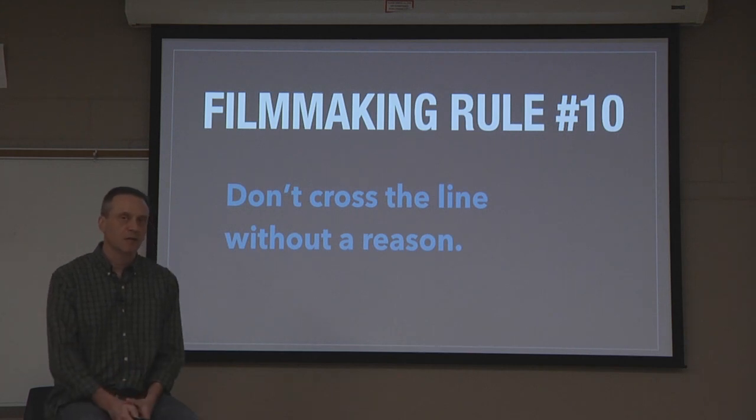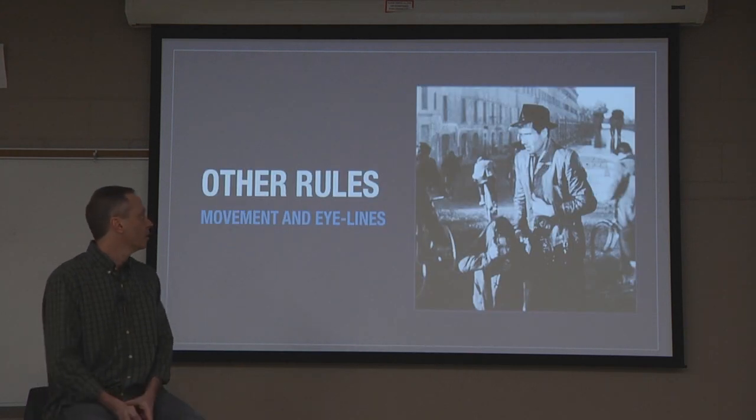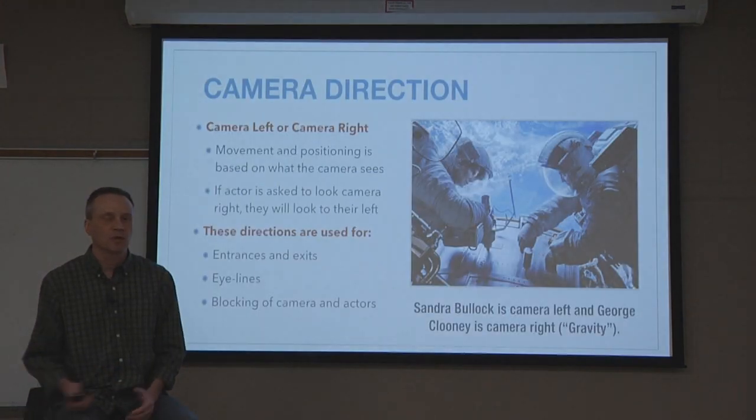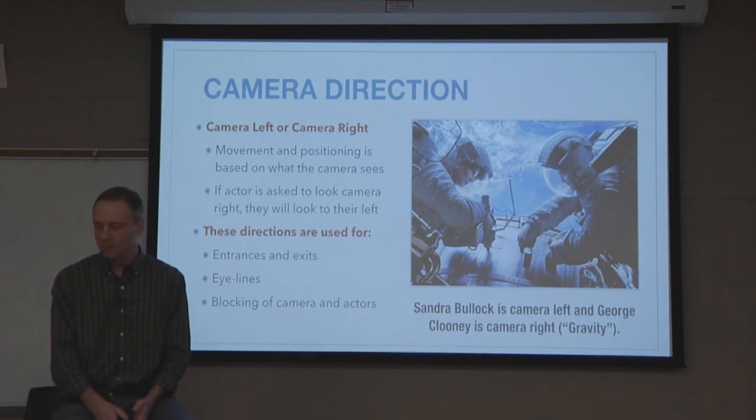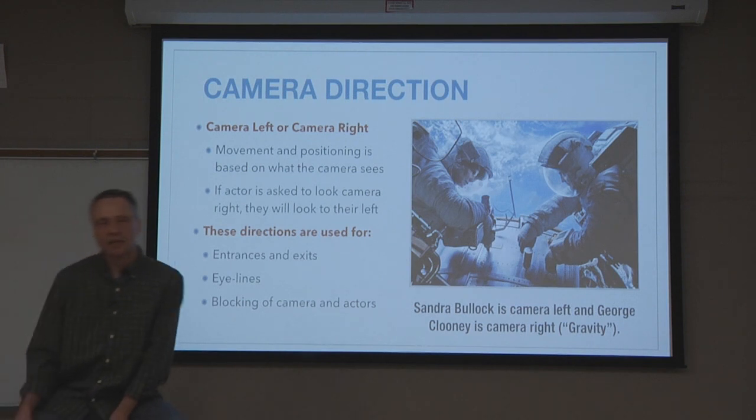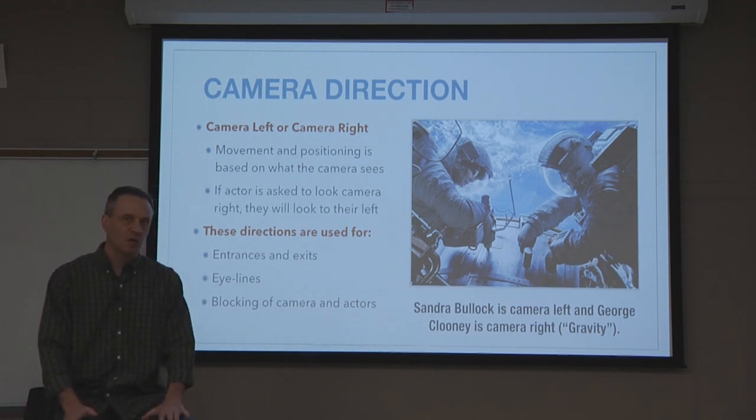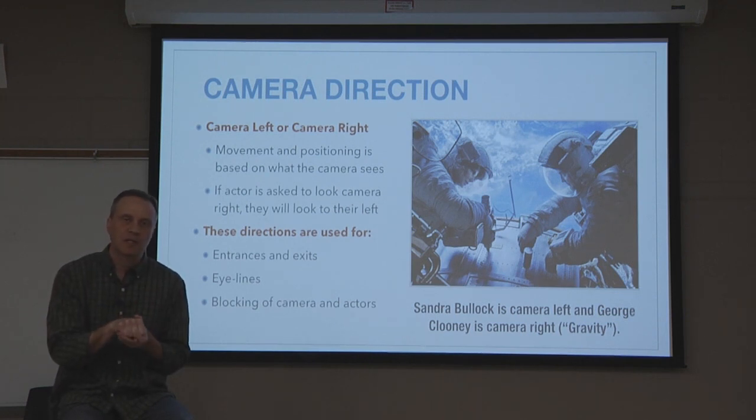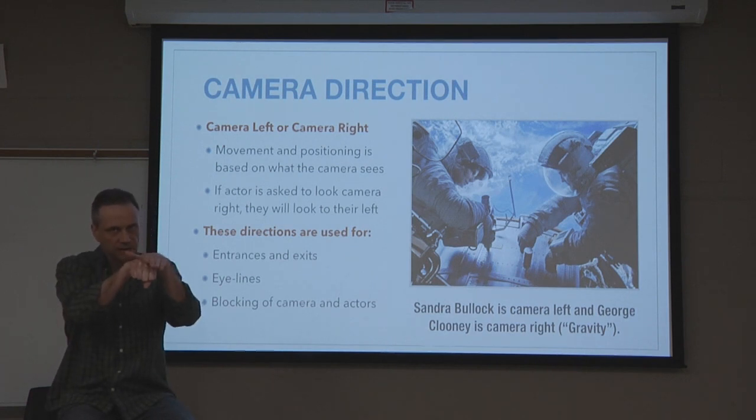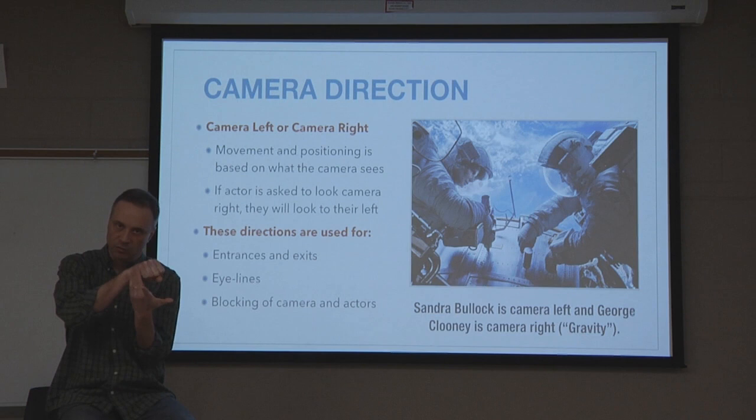And screen direction's another thing we want to make sure we have reasons for. Okay, let's talk about just some other concepts related to screen direction. One thing you're going to hear quite a bit on a set is camera right, camera left. When we talk about camera right and camera left, what that means is how things need to be oriented based on what the camera is seeing. Let's say I'm the camera right here. As I'm looking through the lens, camera right for me, the director of photography, is going to be on this side, my right. Camera left is right here.